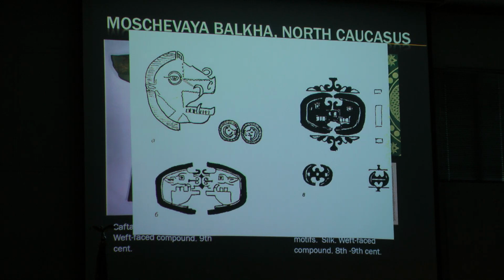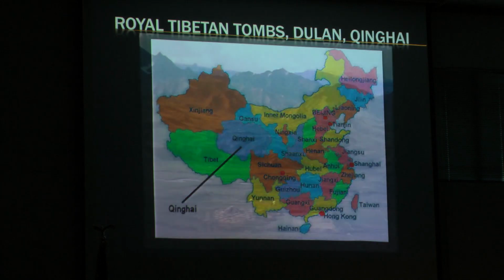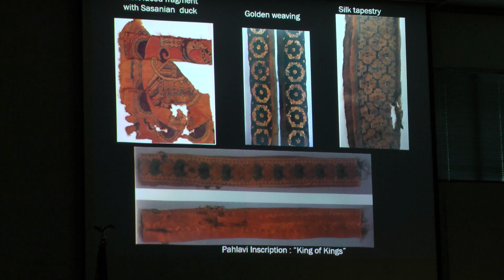And then there is Dulan in Qinghai, where there are the royal Tibetan tombs, but that preserved many different fragments, Iranian fragments, but also dated to the Han period. So before the creation of the Tibetan Empire, way before the creation of the Tibetan Empire in, let's say, the 7th century. Dulan in particular is important, as I said, because we can find a variety of textiles, and these are some, let's say, Iranian textiles from the tombs.